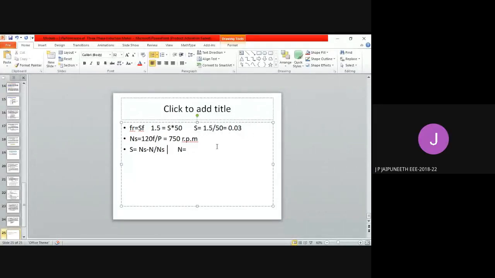Okay, sir. So I think 720 or 730 RPM you'll be getting, because 750 is the synchronous speed. How much speed are you getting? 727, sir. 727.5 RPM.